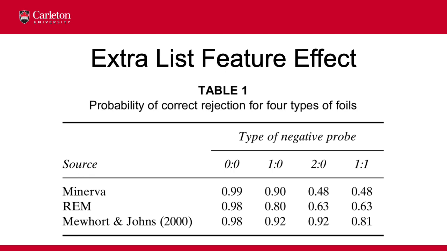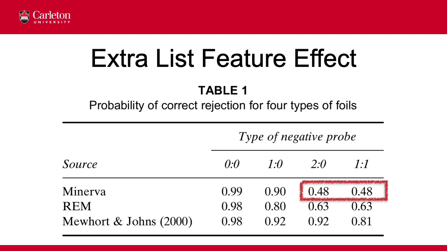The failure of Minerva to model the fan effect points to a larger issue with the Minerva model. In the extra list feature effect task, Mewhort and Johns 2000 tested participants with foils that have fans of 0,0, 1,0, 2,0, and 1,1, where 0 indicates that the item did not occur at all in the study set. Mewhort and Johns found that participants were fastest and most accurate at rejecting unstudied pairs and slowest and least accurate at rejecting pairs of mismatched but individually studied items.